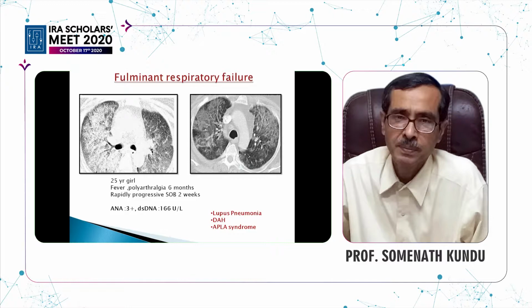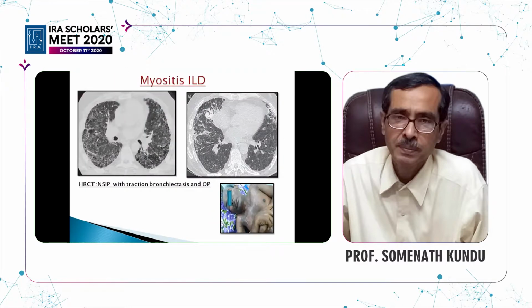Myositis related ILD, again the clinical profile of the patient is important. Here you are finding HRCT with NSIP, traction bronchiectasis, and also some areas of organizing pneumonia.